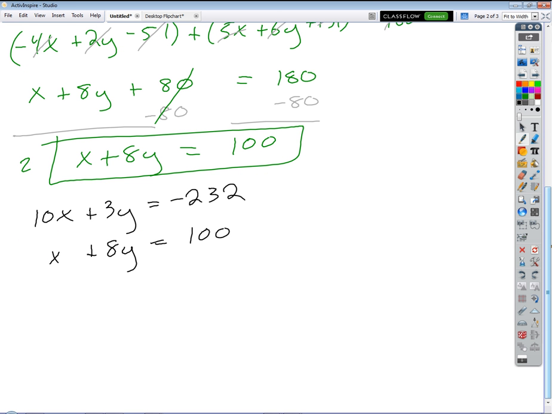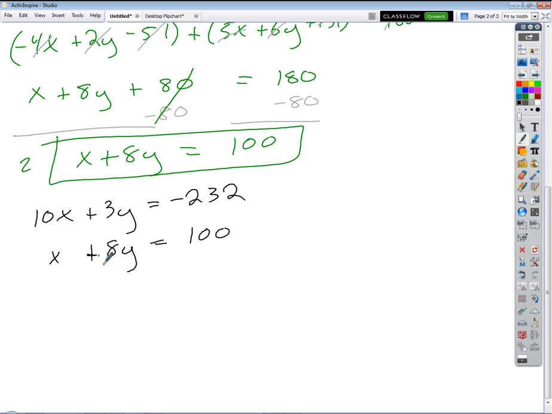Suggestions. What are some ways we could solve this? Okay, we could multiply the bottom by negative 10, so the x's cancel, right? That's fine. That would work great. Any other ideas? Is that what you're going to say, Sean? Okay, we could. In this case, substitution actually is maybe not a bad idea. How come?